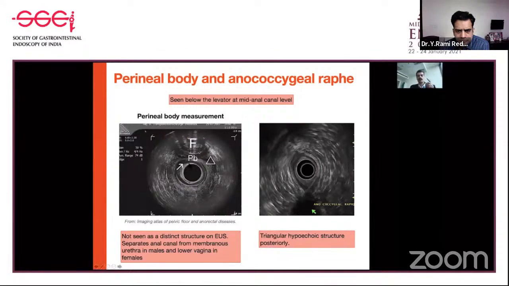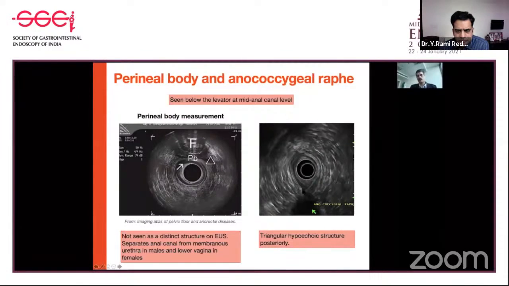And how do you measure it? One gloved finger in the vagina and the probe in the rectum. So the measurement is from the reflection of the gloved finger to the inner margin of the internal anal sphincter, and less than 10 millimeter is an attenuated perineal body.